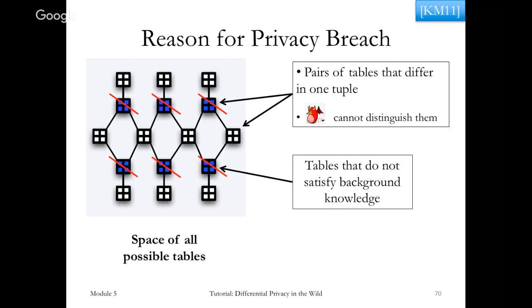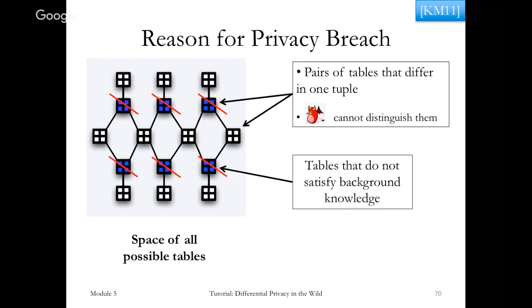So adding or removing a record does not only change the function output by 1, but it could change it by a significantly larger number, right? Another way to look at it is that if you have a space of all possible tables, what differential privacy says is that there are these neighboring tables, which are connected by edges. And for those neighboring tables, I'm ensuring that there's not too much difference in the probability with which an output is generated.